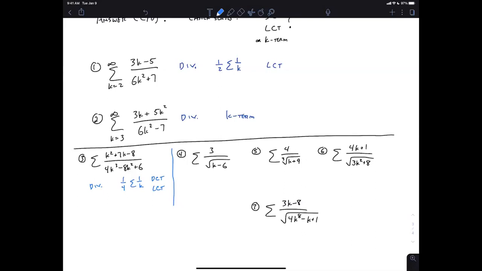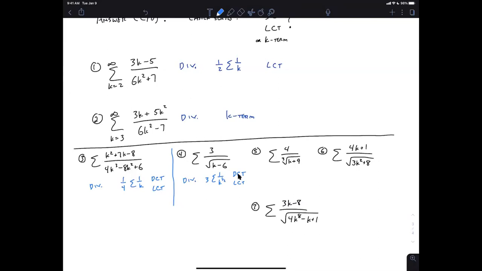Okay, on 4, the easier series would be 3 times the sum 1/k to the 1/2. That means it diverges. You would want the original to be bigger than this. It is bigger than this because the bottom is smaller. That means that we could use the direct comparison test or we could use the limit comparison test.